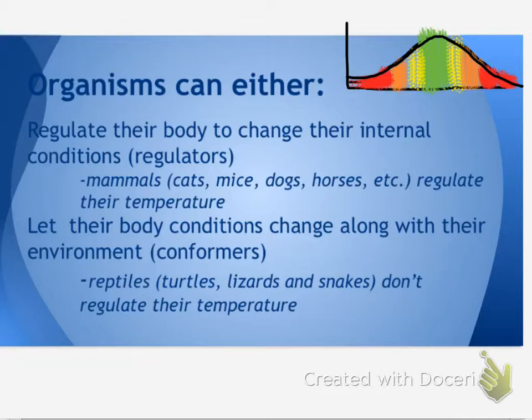That's one option, is to have a body that will keep you in the green zone, that will keep you in your optimal range. The other option, and this is what reptiles take, but they're what we call conformers. So we regulate our conditions to keep us in the optimal zone. These conformers, their body temperature, for instance, changes with their environment.